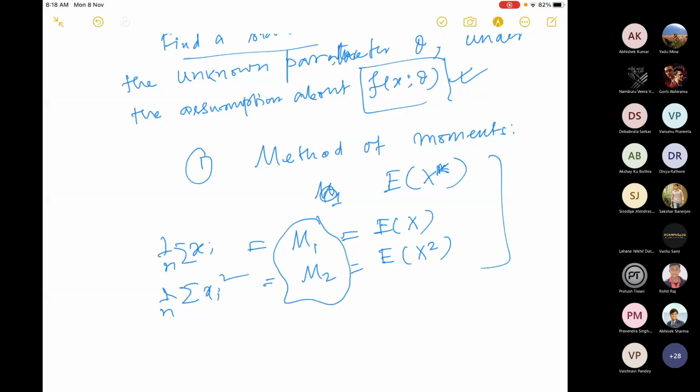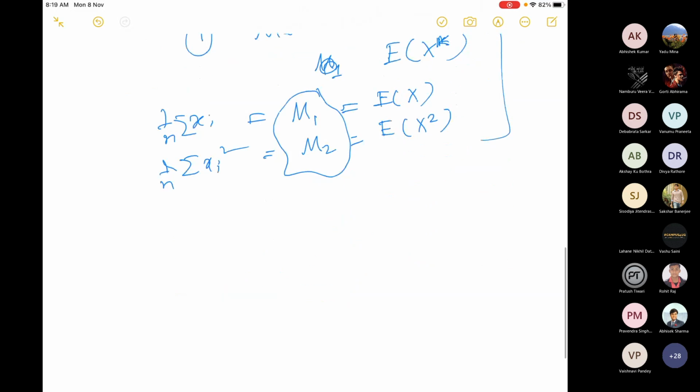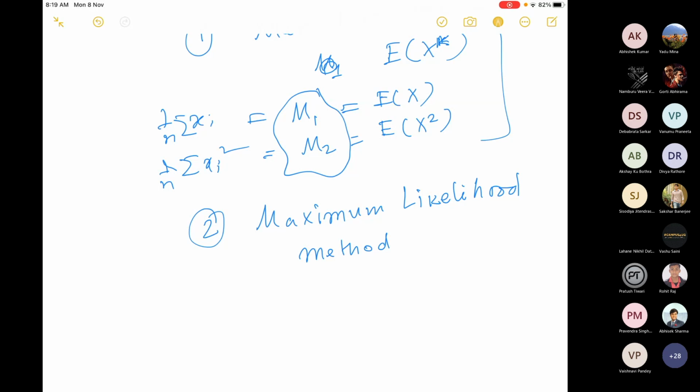This is the idea, this is the principle. And then I introduced another method which is called the maximum likelihood method. This is what we introduced last day towards the end. The ML method. This was discovered in 1922, so almost exactly 100 years back.